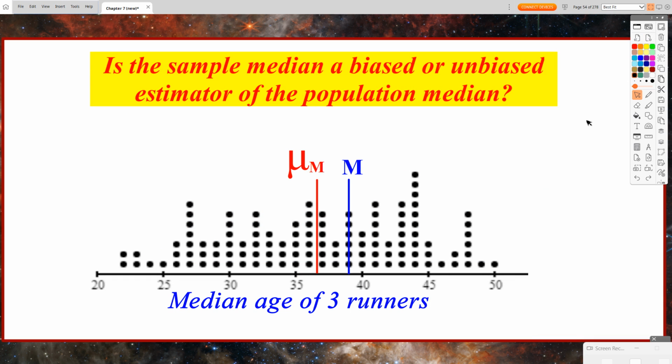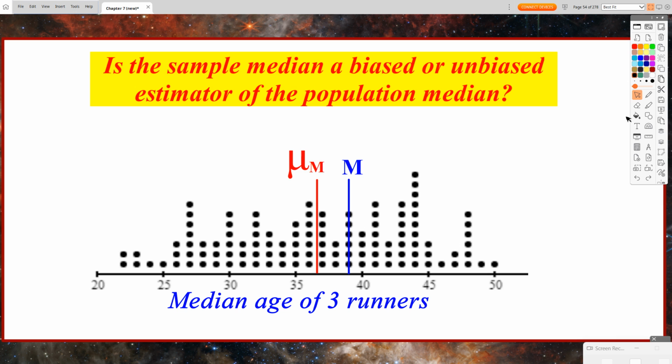Now, the other example we're going to take a look at is the median. Is the sample median a biased or unbiased estimator of the population median? So what I did was I took my population and I figured out what the median age is for all 974 runners. And I found out that the median age was about 39 years old, actually. Now, what I did was I took small samples of 3 runners, and I figured out what is the median age of those 3 runners.